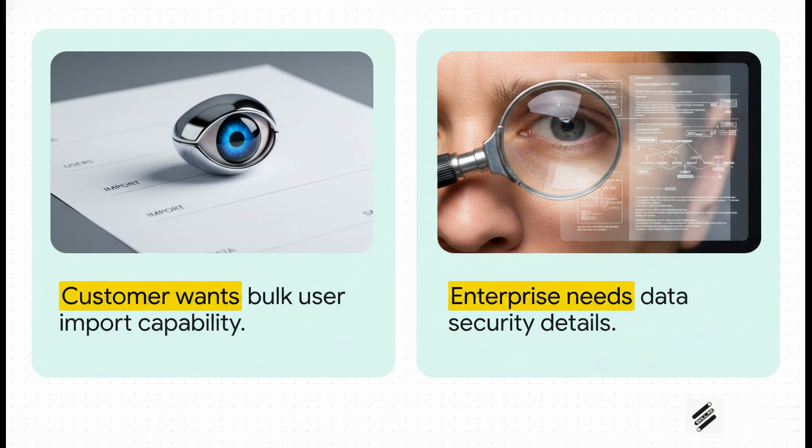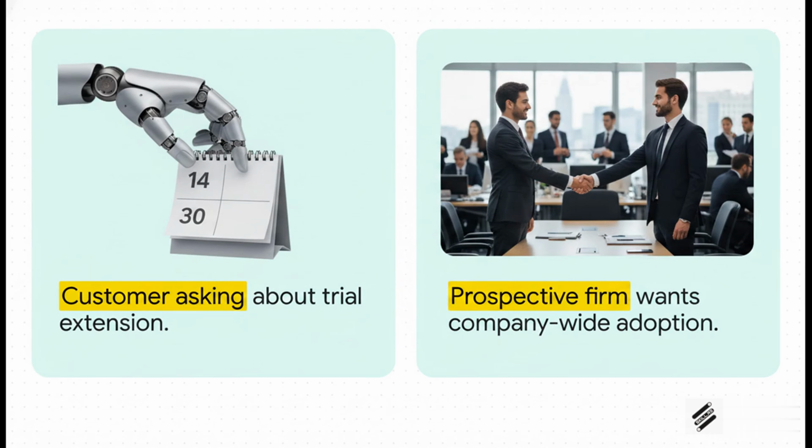A human catches that this is a new healthcare enterprise and data security is a huge deal-blocking issue. Blindly trust the AI, and this goes to level 1 tech support. Use human judgment, and it gets fast-tracked to a high-priority sales engineer. That's a game changer. Here's another wild one.